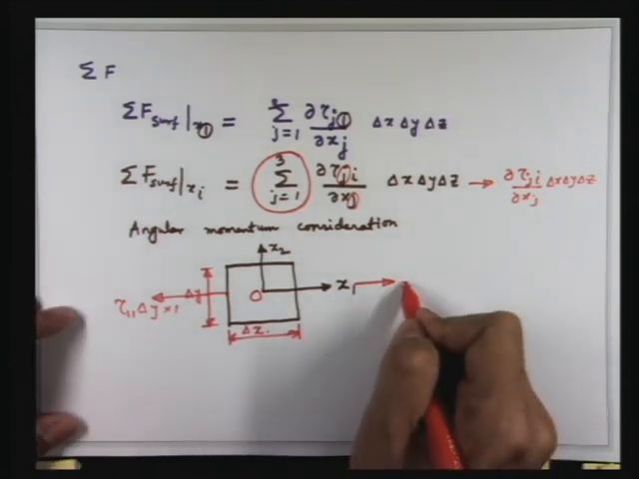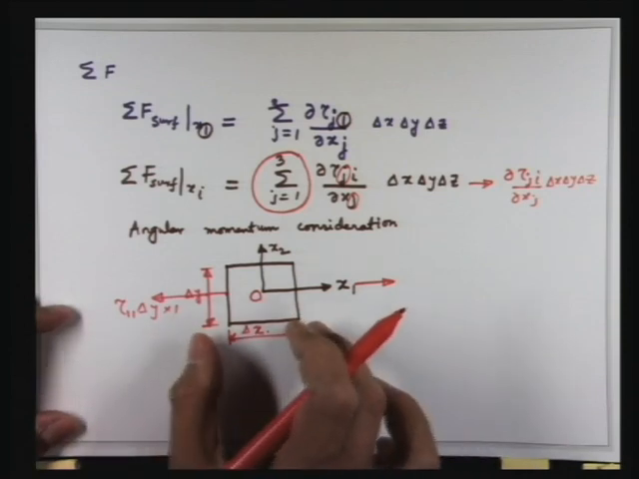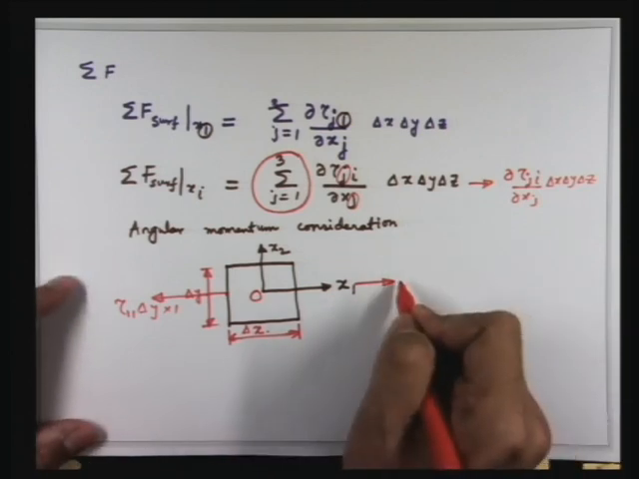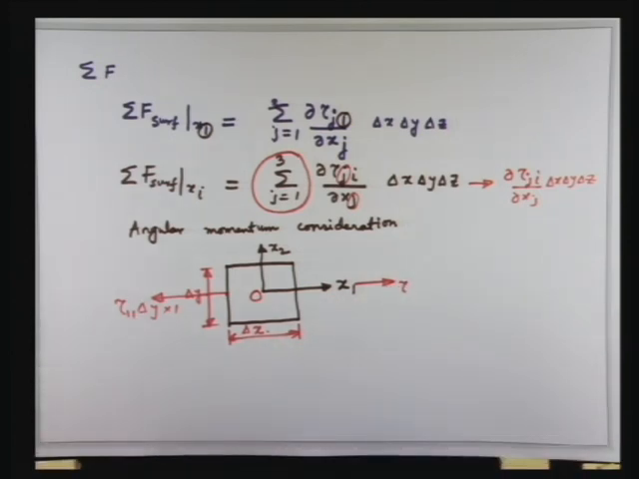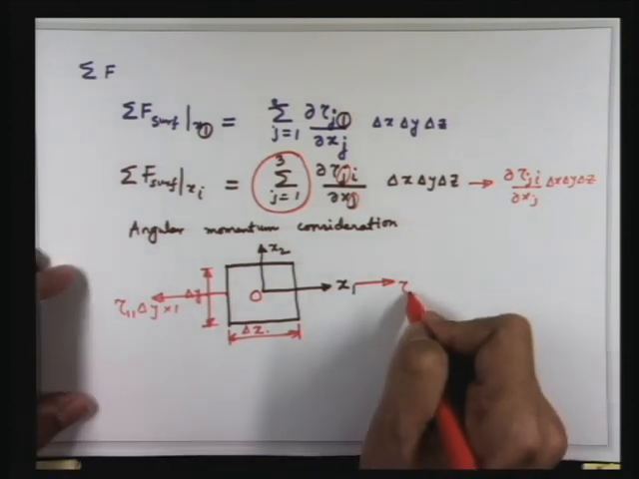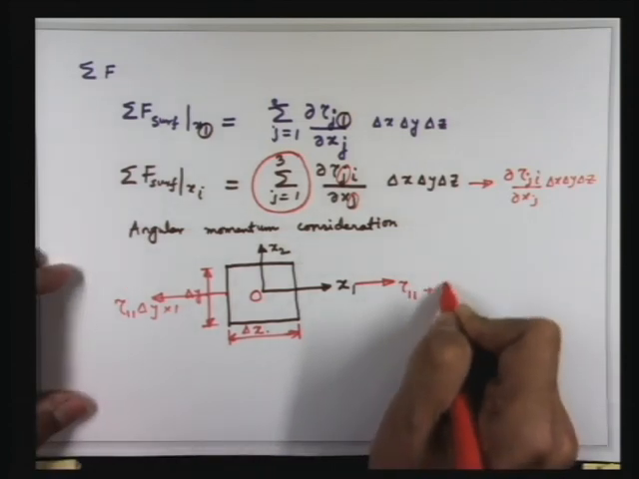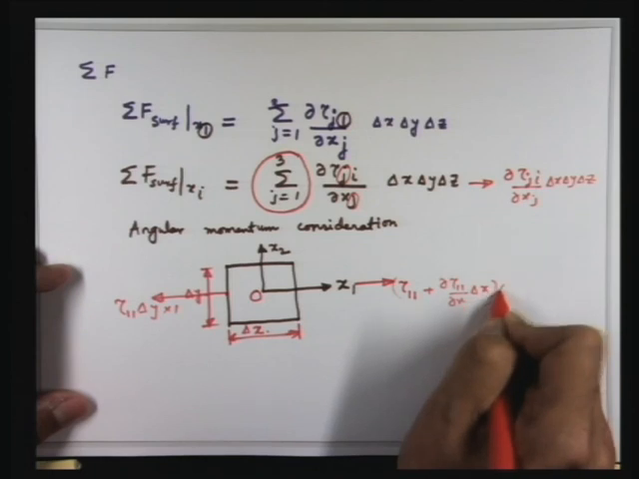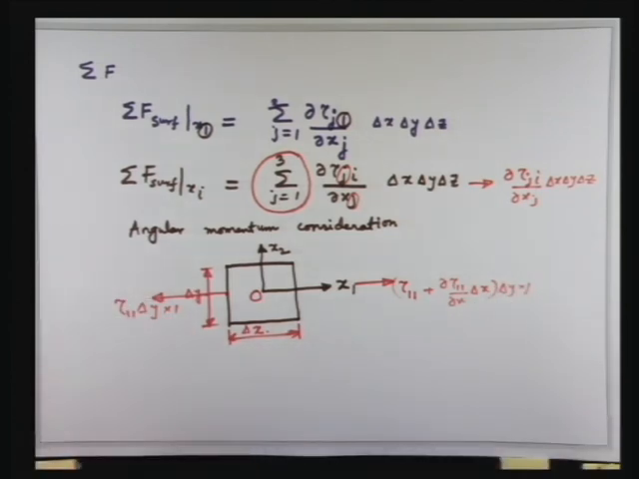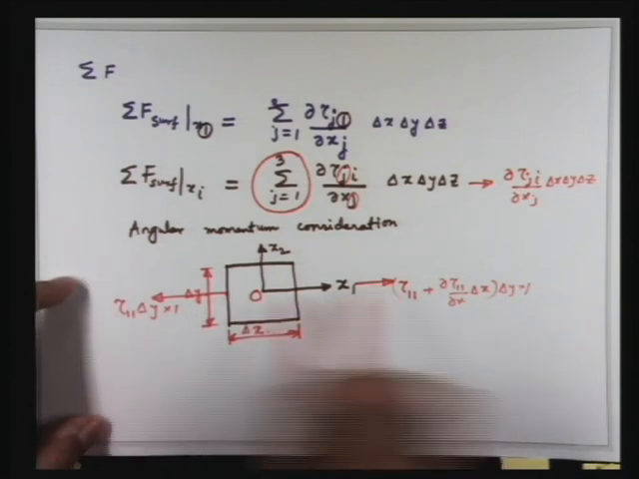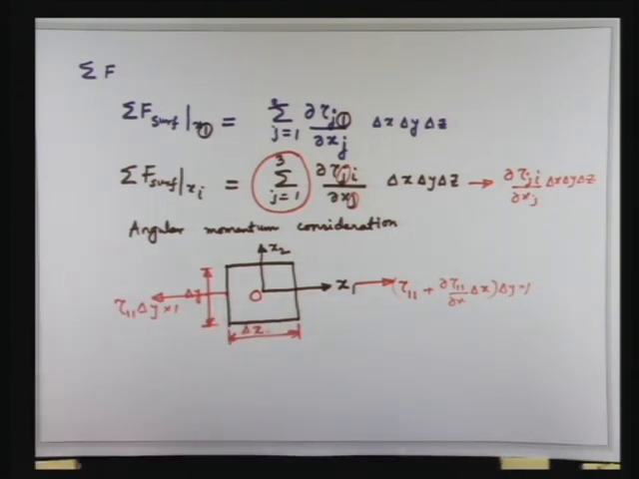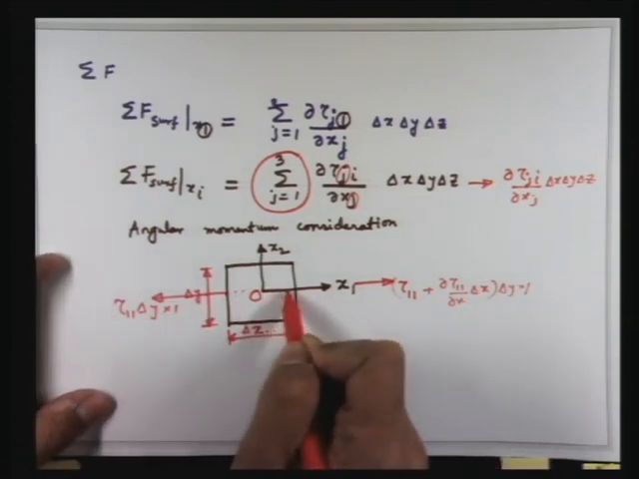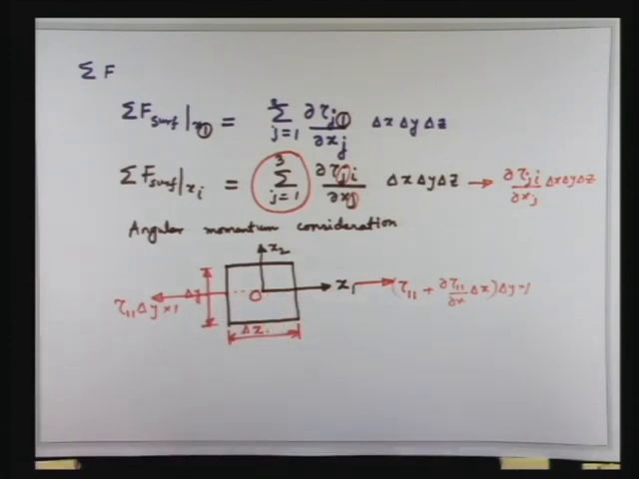If you want to be very accurate, you can write tau 1 plus del tau 1 del x into delta x into delta y into 1. We can write it like this, but these forces eventually are not giving rise to any moment. So we should not spend a lot of time trying to represent these forces, because they pass basically through O. So they will not have any moment with respect to this axis.